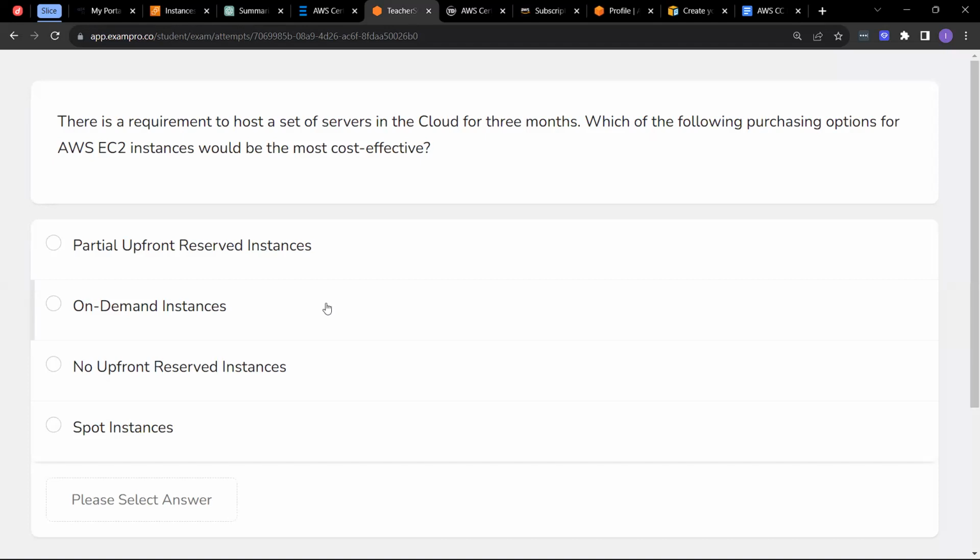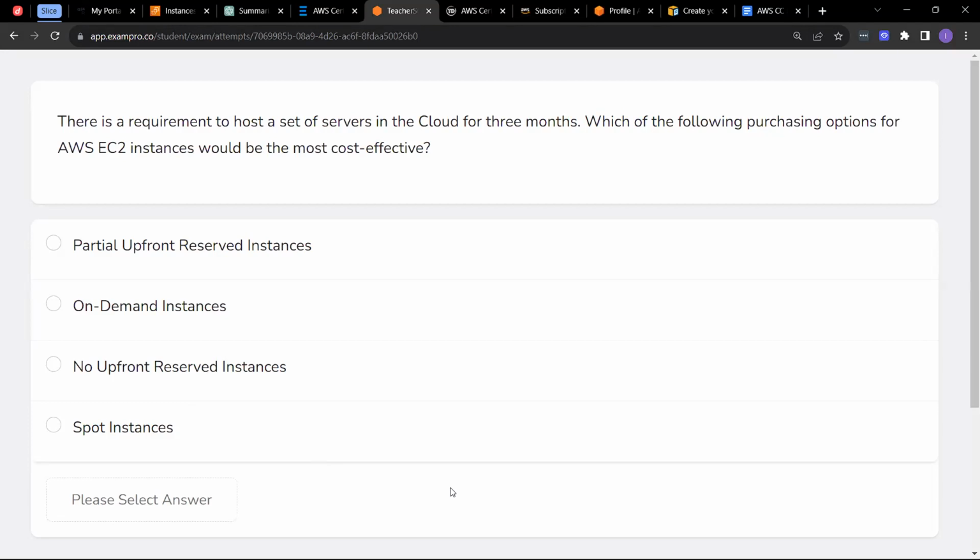Which of them has to do with the bidding? That's the spot instances. That one you bid. When your bid is the highest, then they give it to you, and when you are outbid, they take it from you.